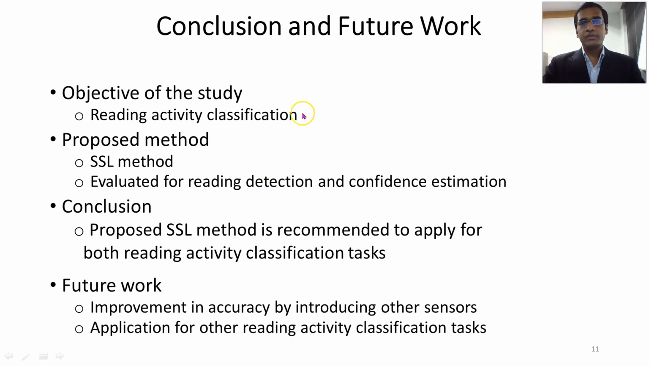Finally, conclusion and future work. The objective of our study is reading activity classification. We proposed an SSL method and evaluated it on reading detection and confidence estimation. And finally, we conclude that the proposed SSL method is always recommended to apply for both reading activity classification tasks. And in future, we need to improve the accuracy of the classification and to apply the proposed method to other reading activity classification tasks to check the generality of the proposed method.